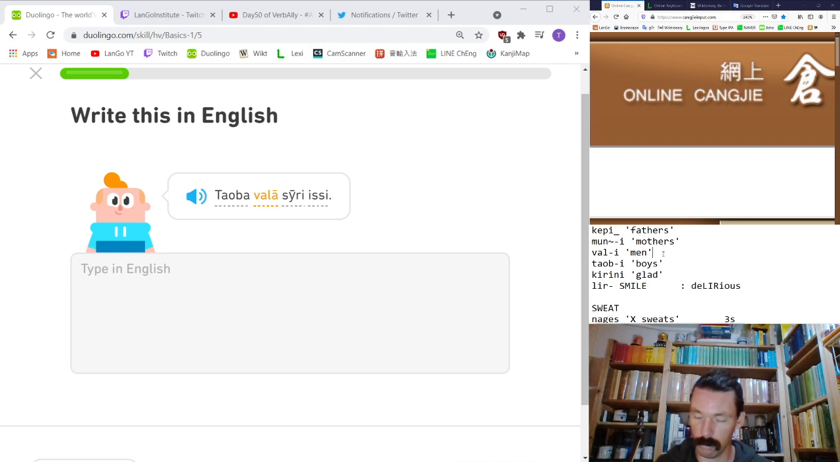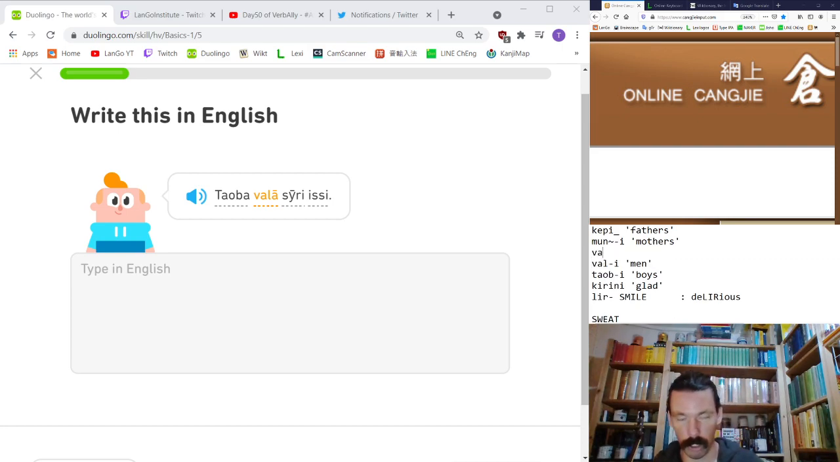Vali, men. Vala, long. Man. Boy and man. Suri, isi, third plural. They are good. The boy and the man are good.